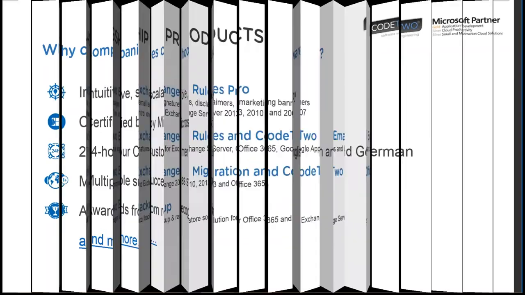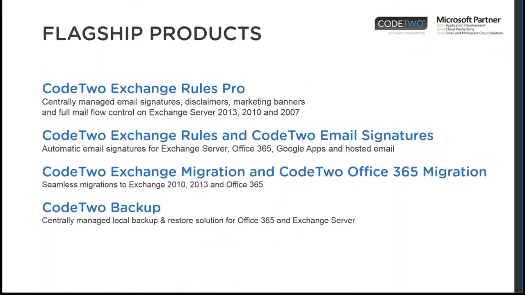Now, our flagship products, of which we present two in a moment, are the CodeTwo Exchange Rules Pro. This is a platform for managing signature disclaimers and also controlling mail flow on Exchange Server 2013, 2010, and 2007. Other solutions we offer in terms of signatures for Exchange Server, Office 365 and Google Apps are CodeTwo Exchange Rules and CodeTwo Email Signatures. The next branch of software we offer is migration software for Exchange and Office 365, and recently backup solutions with CodeTwo Backup for Office 365 and Exchange Server.